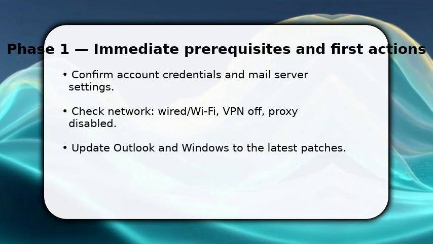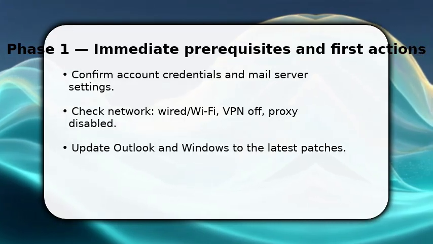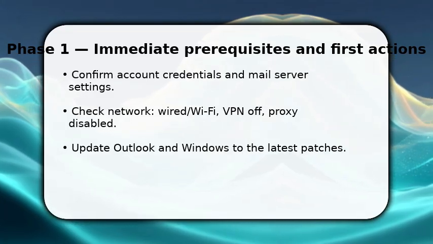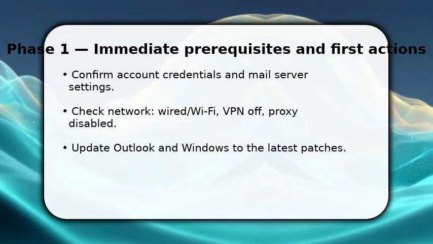Then update Outlook and Windows so you don't run into known bugs. Updates often fix sync engines. This prepares the environment and immediately rules out simple but common causes.